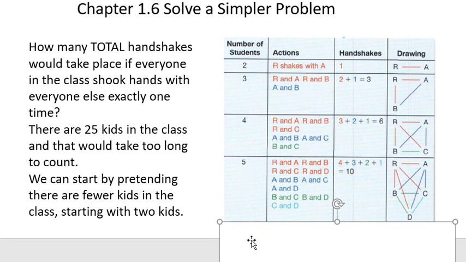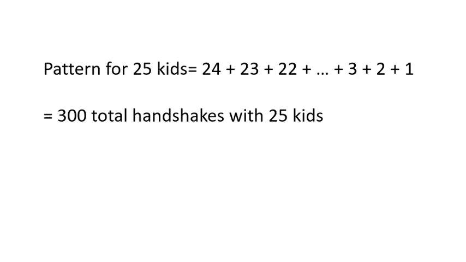So if we had 6 students, it would be 5 plus 4 plus 3 plus 2 plus 1 for 15 total handshakes. So if we had 25 students, the pattern would be 24 plus 23 plus 22 plus 21 and so on, all the way down to plus 1.